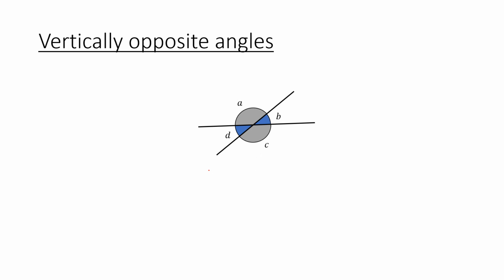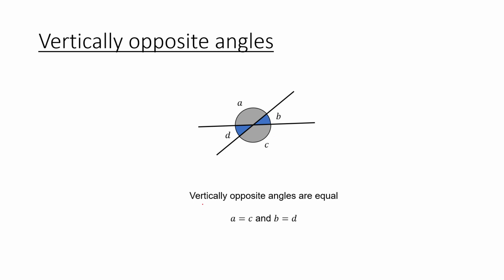And finally, vertical opposite angles. So opposite angles are equal. So in this instance, you'll notice that the shades of the colours are the same. So the grey angles are equal. So A is equal to C. And then the angles D and B have also got the same shade. So the blue shade, these are equal. So any opposite angle is equal.